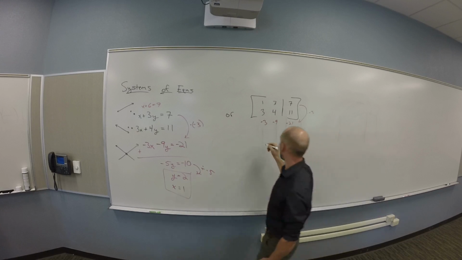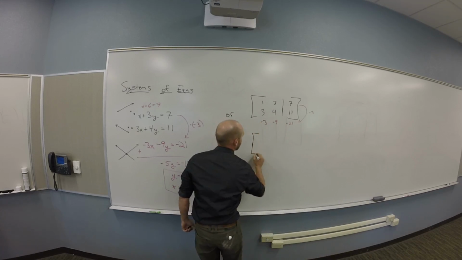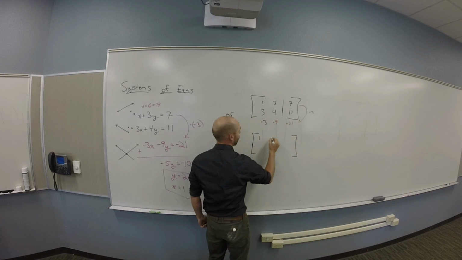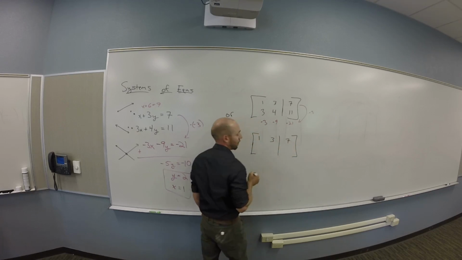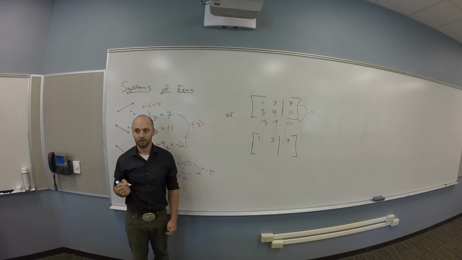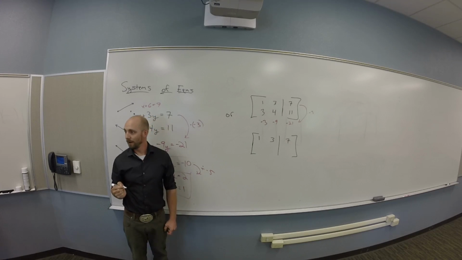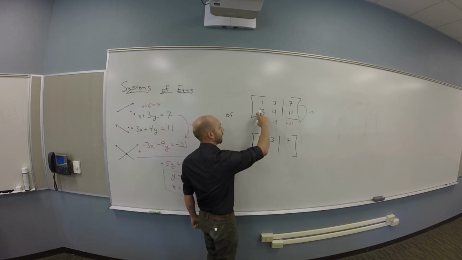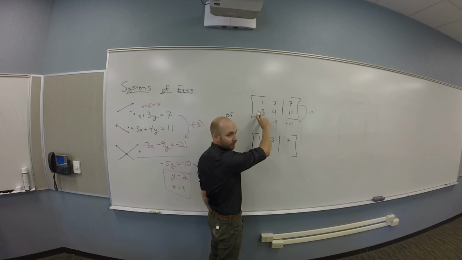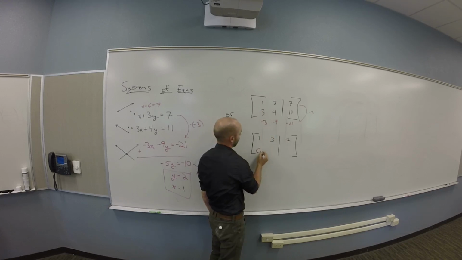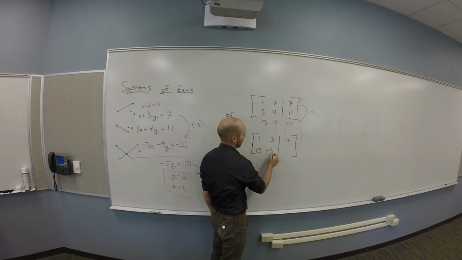Then I'm going to rewrite my augmented matrix, leaving the first row alone. And what do I want to do with the second row? Add the first row scaled to the second row. Yeah, add that second row and the pink thing. So I'm going to get 0, -5, -10.